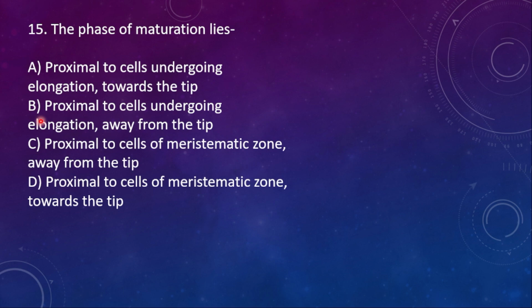15th question, the phase of maturation lies A proximal to cells undergoing elongation towards the tip, B proximal to cells undergoing elongation away from the tip, C proximal to the cells of meristematic zone away from the tip, and then D proximal to cells of meristematic zone towards the tip. And then the right option here is B, proximal to cells undergoing elongation away from the tip.